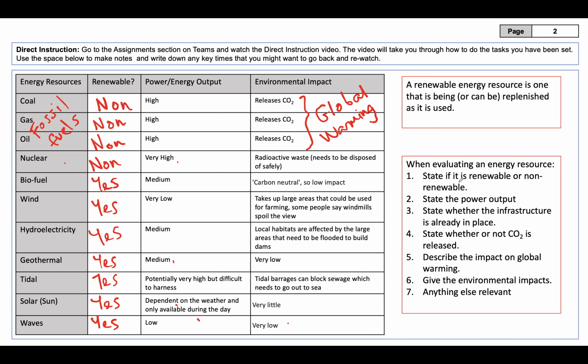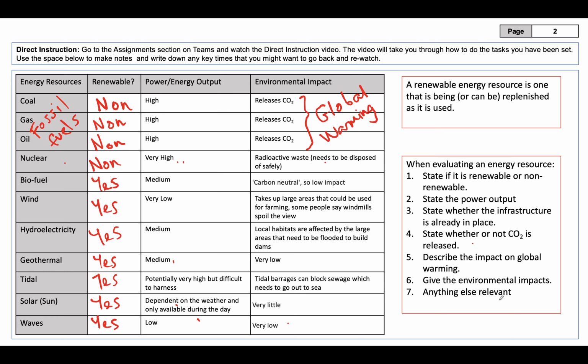So every time you have to answer a question like this, you want to look at the source that you're analysing. So for example, nuclear, I would say, is it renewable or non-renewable? Well, it's non-renewable. The power output is very high. Whether the infrastructure is already in place, well, we've already got quite a few power stations, so yeah, that's already in place. Does not release CO2. The problems are that it doesn't impact global warming, but the environmental impact is that it has radioactive waste that needs to be disposed of safely.